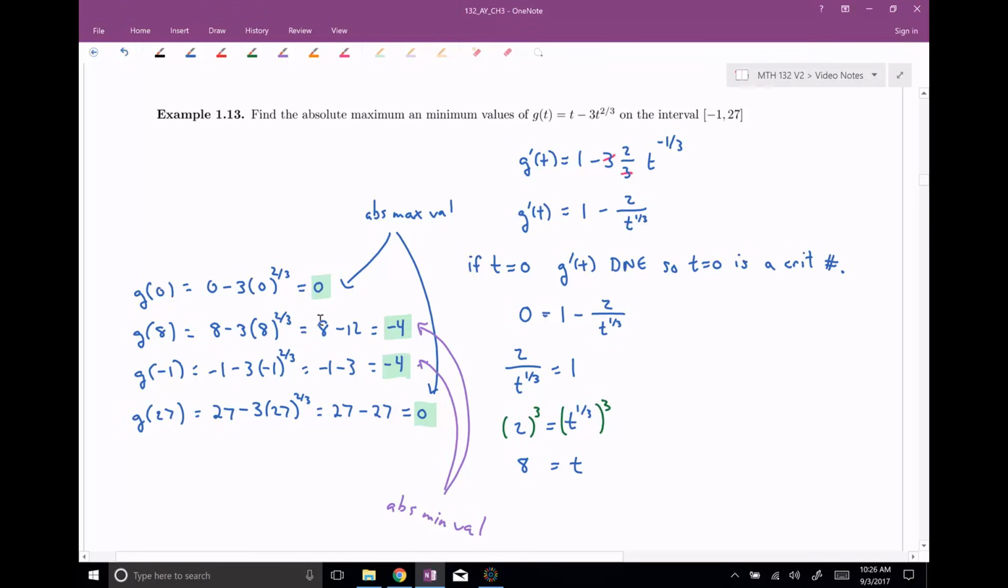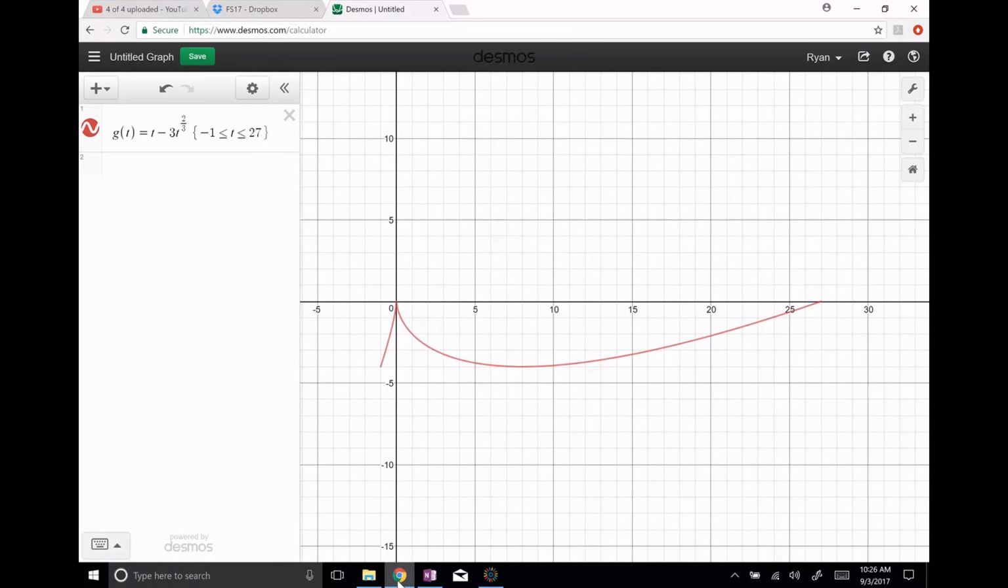Let me go ahead and show you. I graphed this one out really quick just so you can visualize what we're doing here. So here's our function, g of t, and I'm only graphing it between negative 1 and 27 in this case. You can see that at negative 1, it outputs negative 4. This is the smallest value around, in fact, this is the absolute minimum.